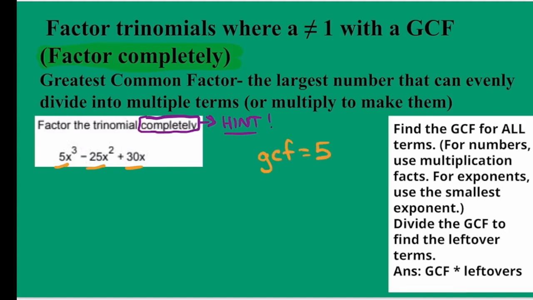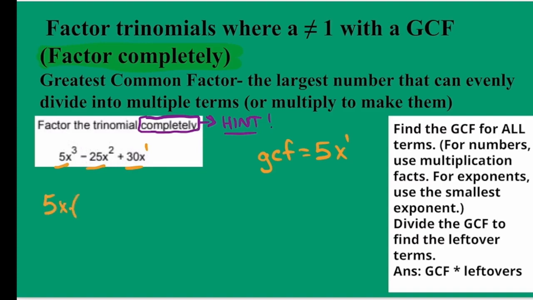When you look at the variables with the exponents, you're always going to take out the smallest exponent because x squared needs at least 1x in there. X to the third needs at least 1x in there. So our GCF is 5x. So we're factoring. That 5x is part of our answer.